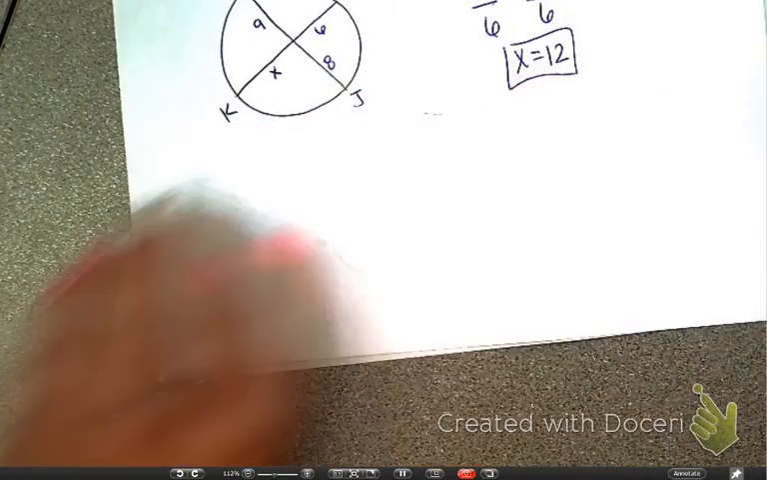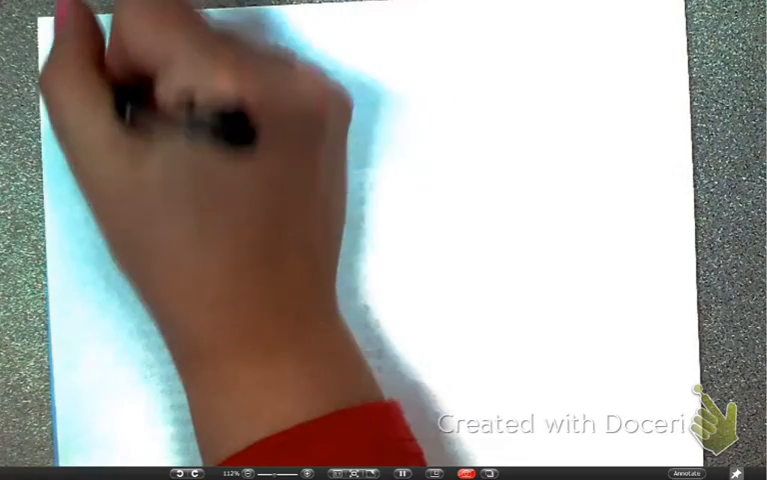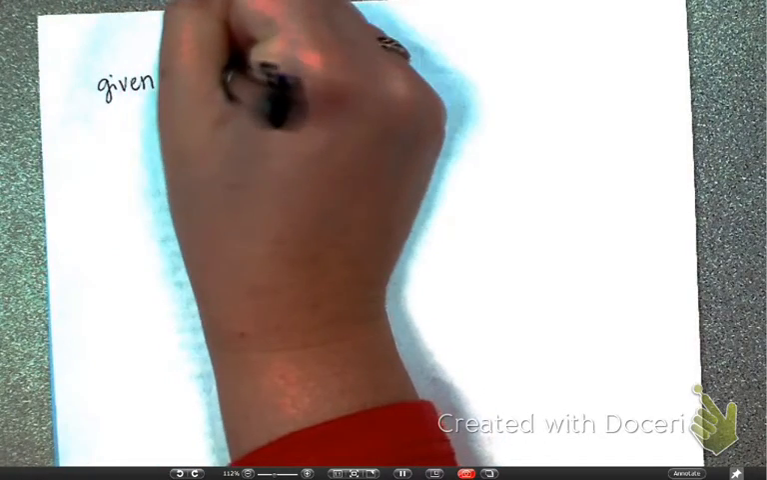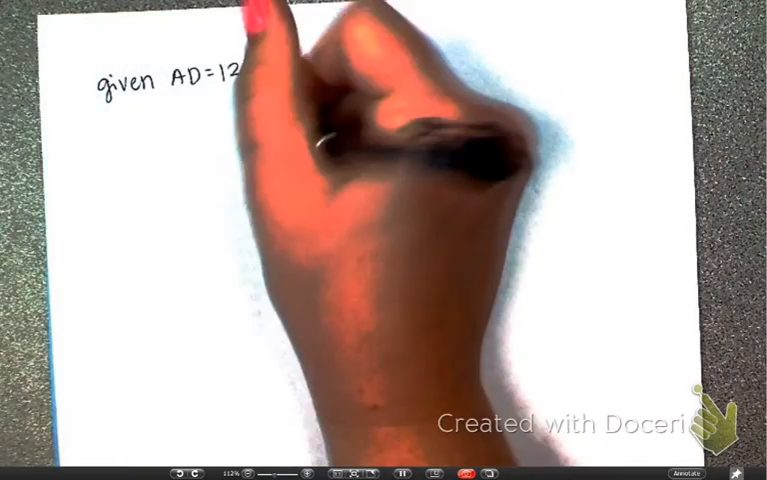I need to switch papers. Hold on. So we're going to be given that AD equals 12, so that might be helpful for us. Let's see.